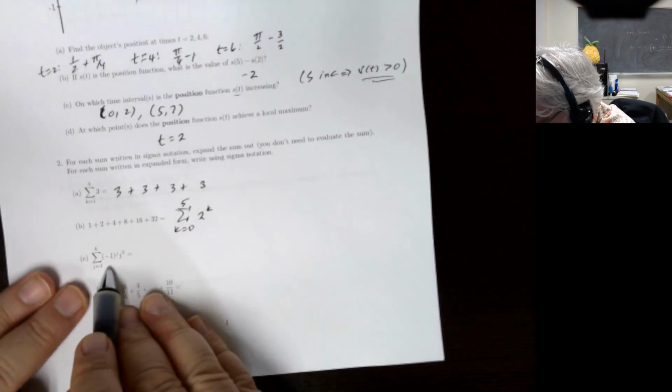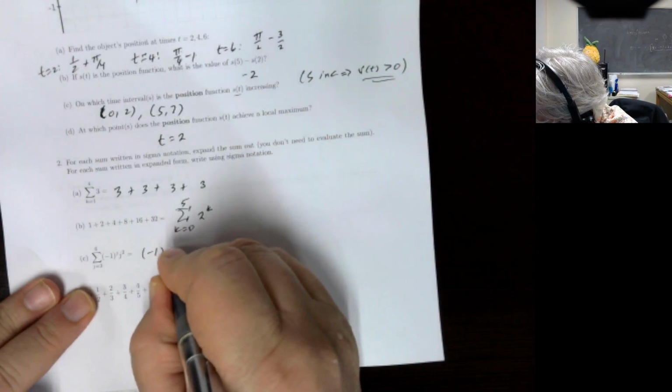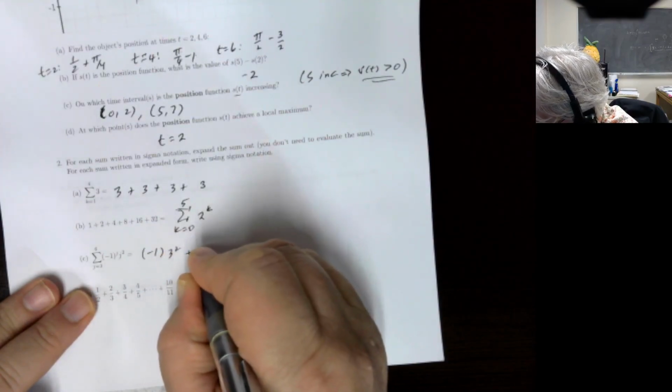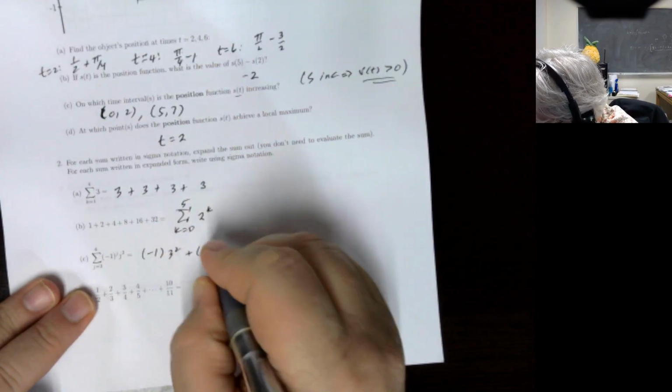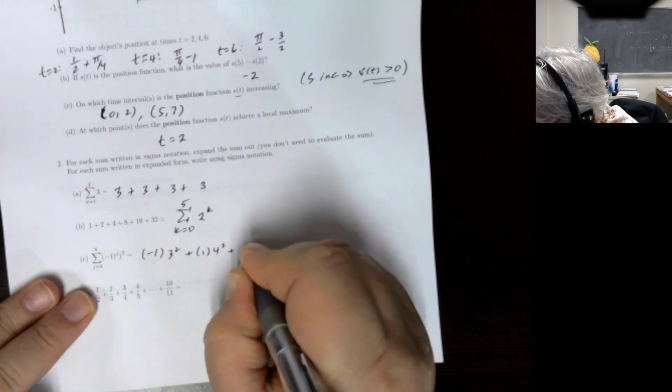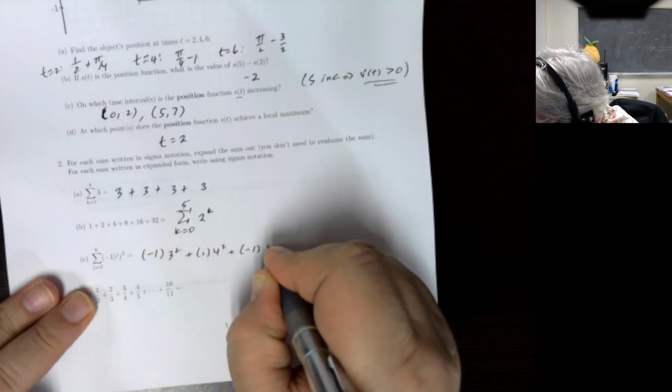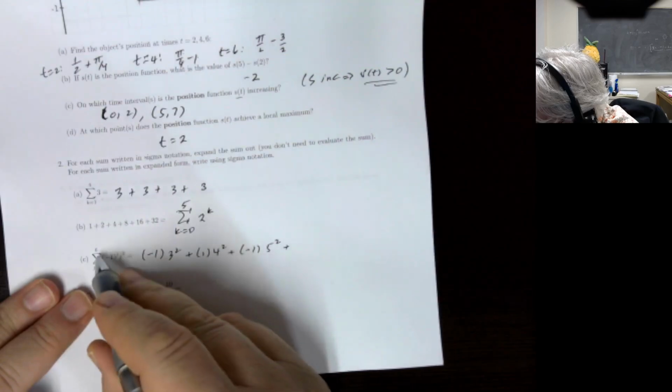Okay, and I think most people got the next one. We're just plugging in the numbers here. So this is going to be minus 1 times 3 squared plus 1 times 4 squared plus minus 1 times 5 squared. And then when you stop at 6, right?